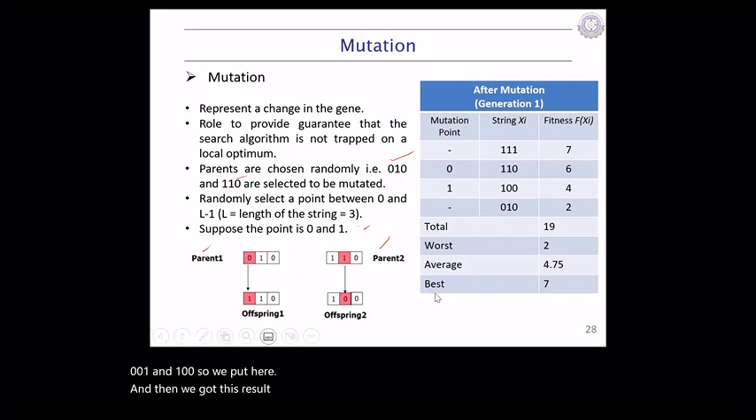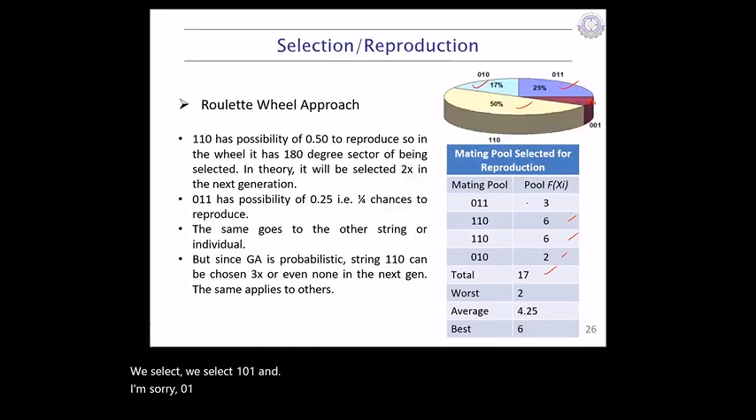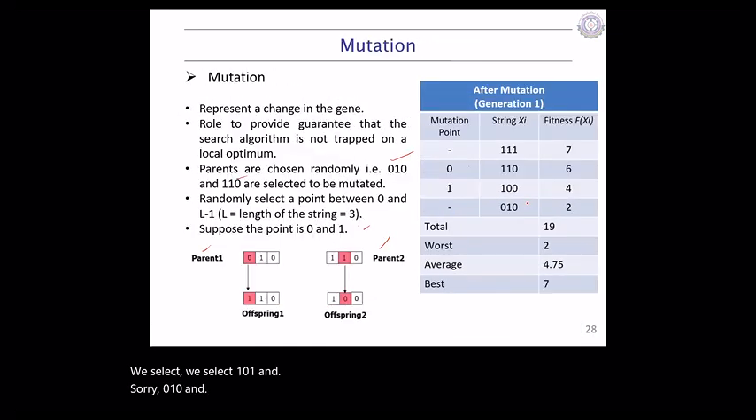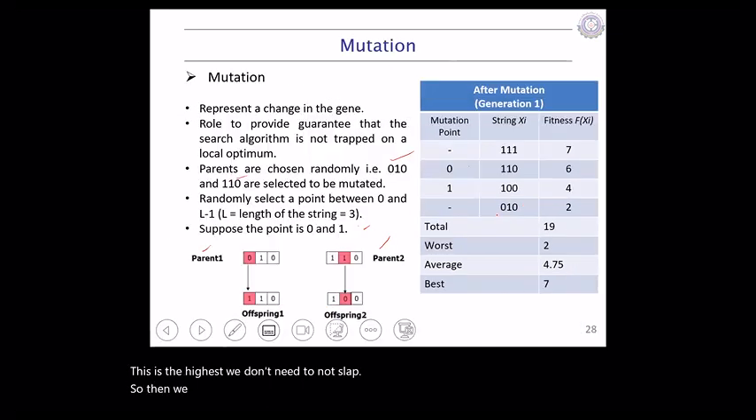We select 0, 1, 0 and another one, 1, 1, 0. So we select this one and this one. This is the highest. We do not select the other. So then we got the result here.